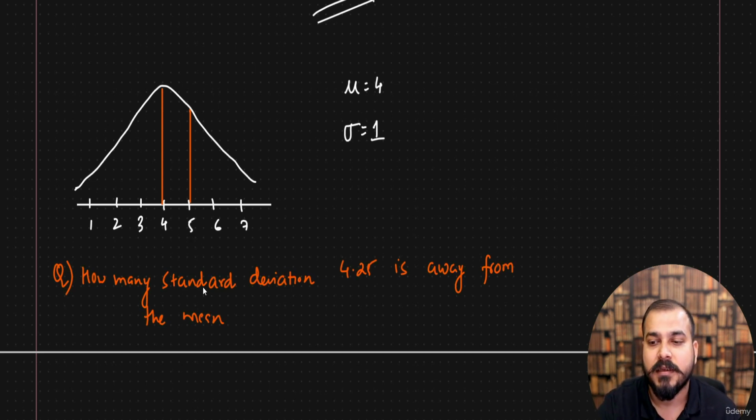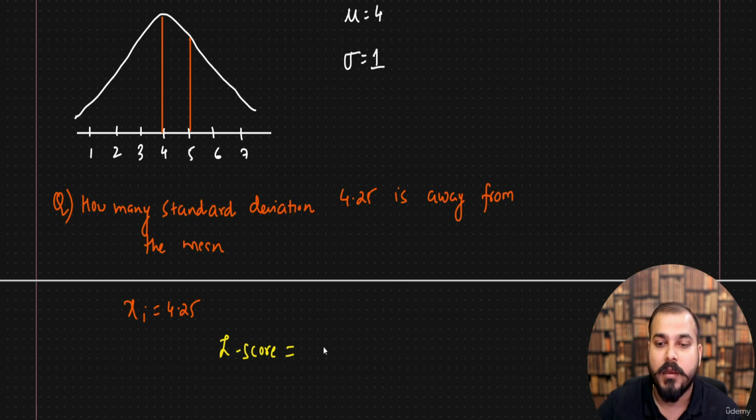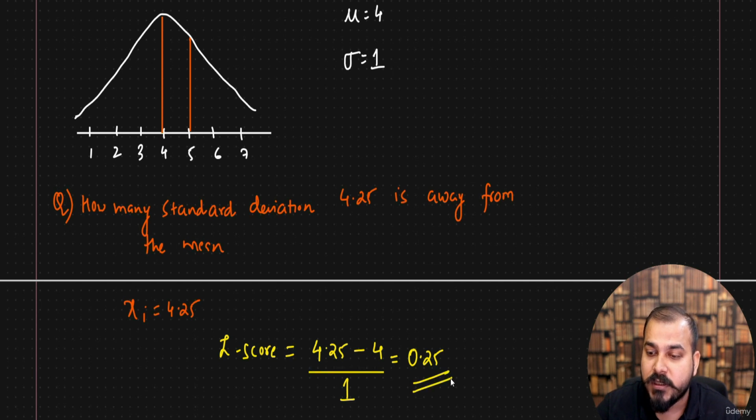Now in this case, my x of i is nothing but 4.25. Now if I go ahead and apply my z-score formula, what will happen? 4.25 minus whatever mean is there. What is the mean? 4, divided by the standard deviation, that is 1. So here I'm getting 0.25. Now this basically indicates that 4.25 is 0.25 standard deviations away from the mean. Something like this. So this is the area that you will probably be getting.